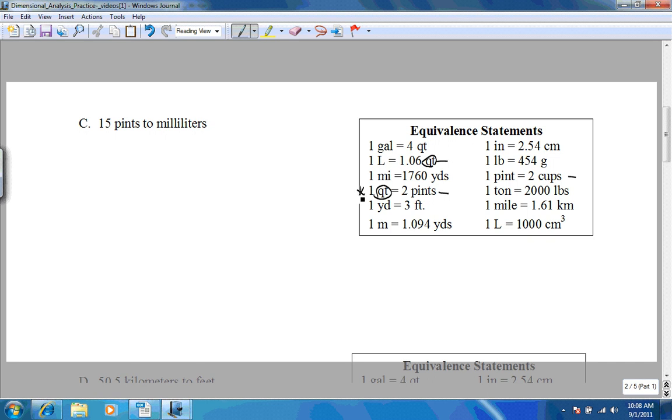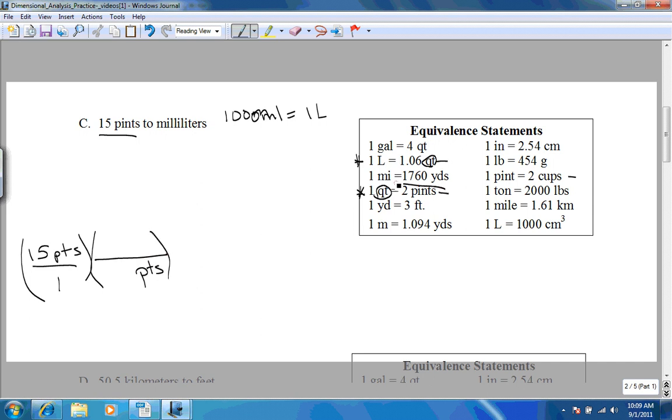I'm going to use this one, and I'm going to use this one. And then from liters, I can say 1,000 milliliters. Oops, there's supposed to be another zero in there. 1,000 milliliters is equal to 1 liter. So we're going to start with our beginning number, making it into a fraction. So 15 pints over 1. All I did was make it into a fraction. I have pints on top. That means I want to put pints on the bottom.